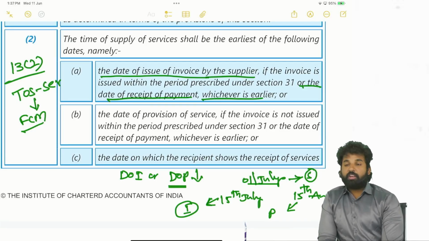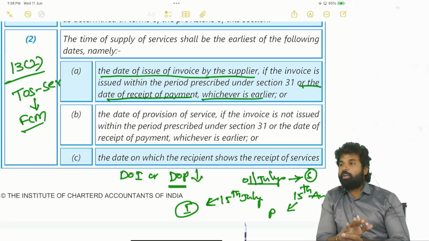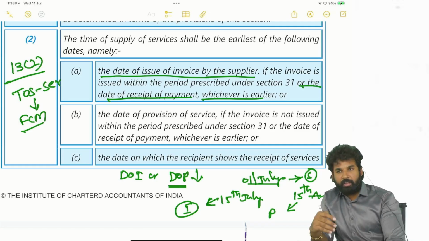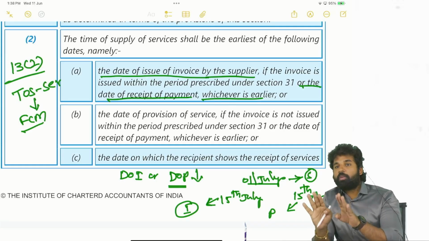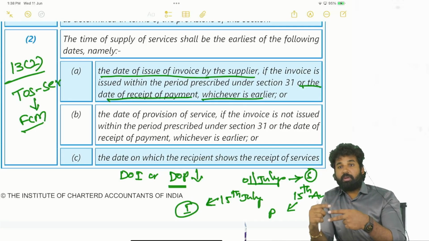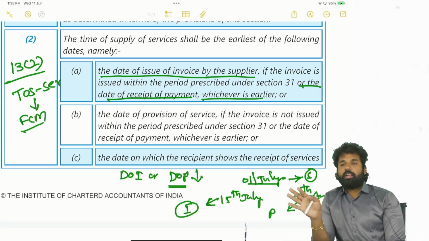What is date of payment? Date of payment means the date of entry in the books of accounts or the date of credit to the bank account of the supplier, whichever is earlier. Because we are talking about forward charge mechanism, from the point of view of the supplier, the date of credit has to be seen. So technically how many dates will it be? Three dates. If it is not mentioned in the question separately, that is one date only, date of payment. If the date of entry in the books of accounts and the date of credit in the bank account are separately mentioned, then technically three dates will come.